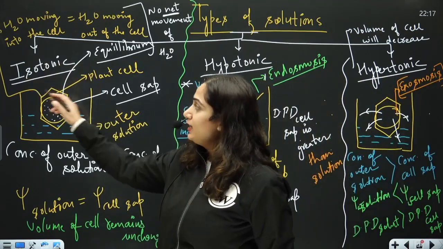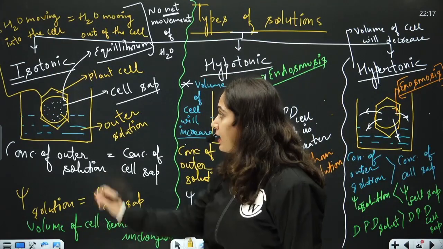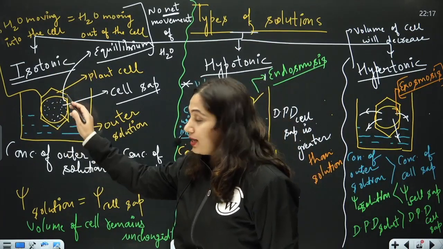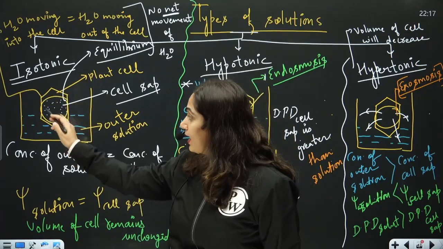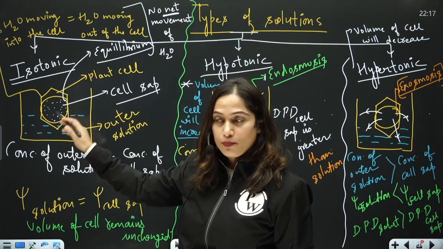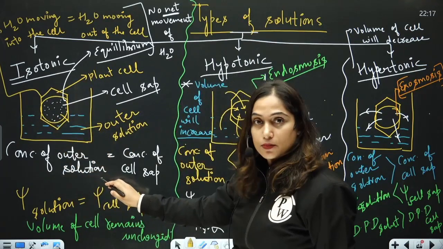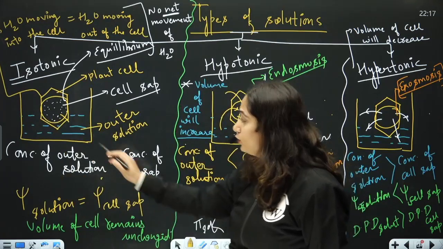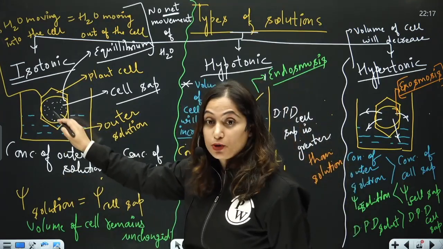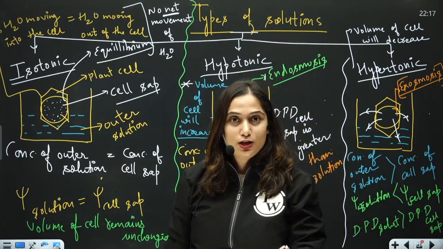First of all, let's go to an isotonic solution, right? See beta, this is the plant cell, and this is the solution inside the cell, that is called cell sap. So when the concentration of the outer solution is equal to the concentration of the solution present in the cell, or cell sap, that is an isotonic solution.